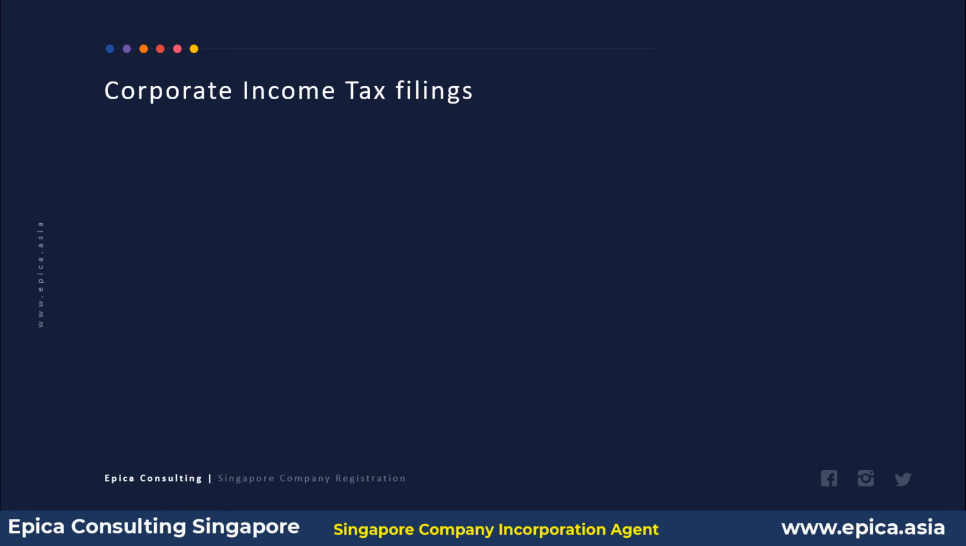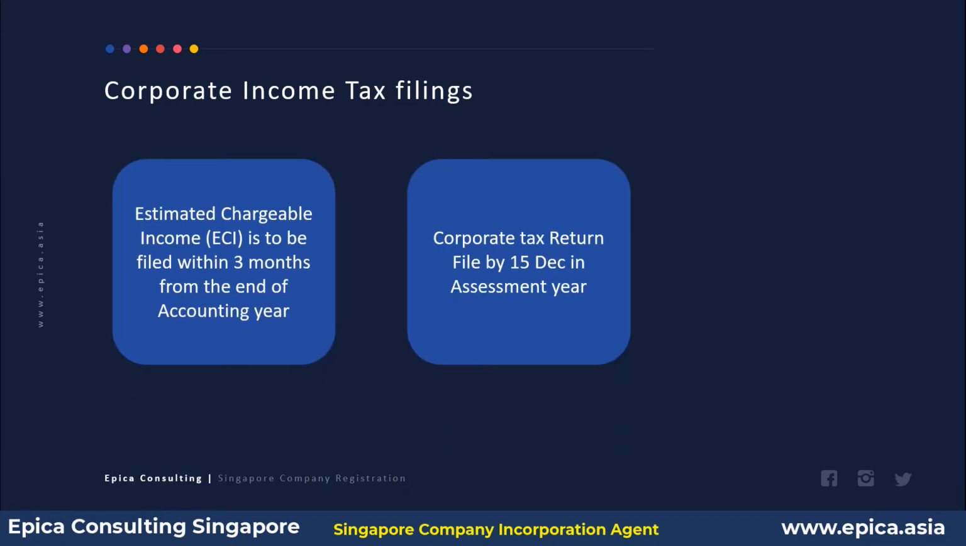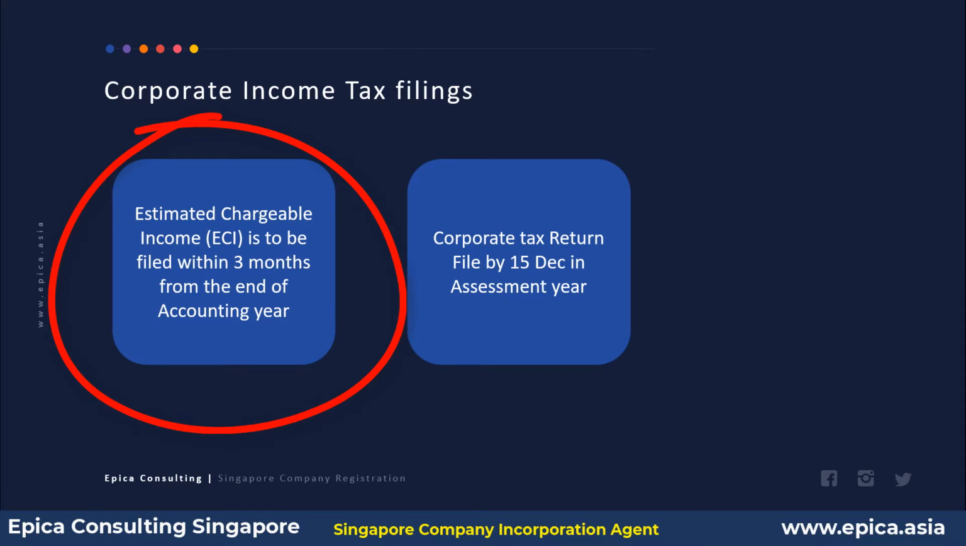Now, talking about corporate income tax filing, for every company there are two filings to be done every year. The first filing is to be done after your accounting year is complete. You have to file estimated chargeable income with IRAS, the Inland Revenue Authority of Singapore. So what is estimated chargeable income? It is a kind of advance notification, filing of estimate, or you can say advance tax.